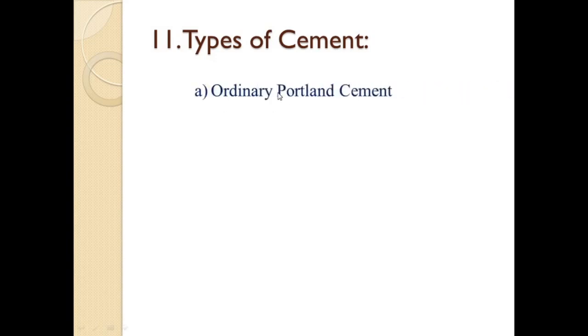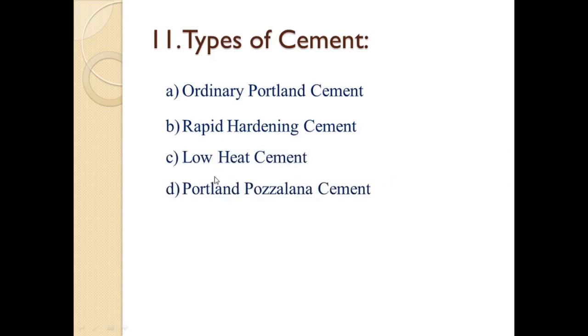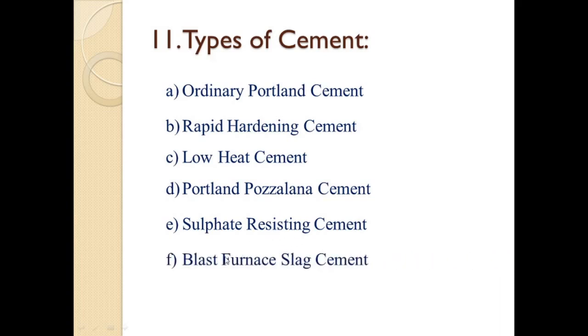So next are the types of cement. Let us see what the types of cement are. First is ordinary Portland cement. Next is rapid hardening cement. Next is low heat cement, then Portland pozzolana cement, then sulfate resisting cement, then blast furnace slag cement, and lastly white cement.